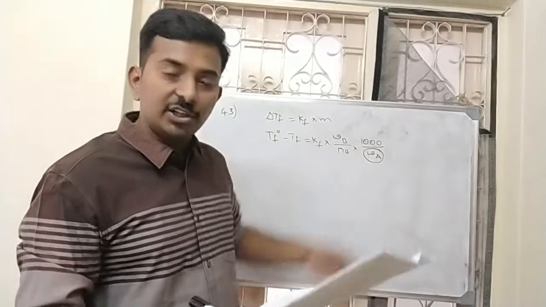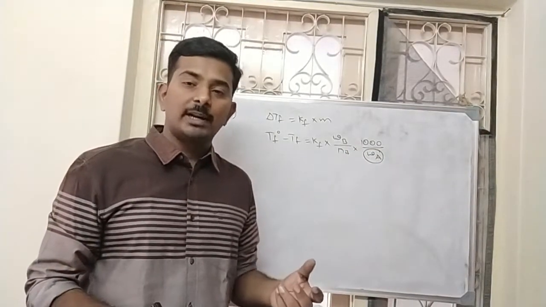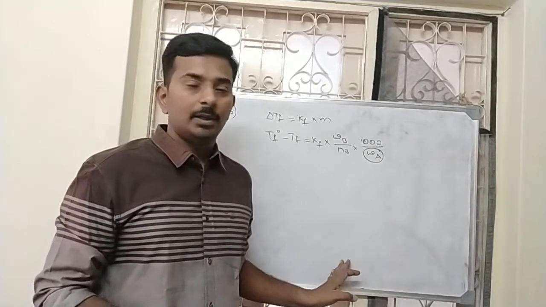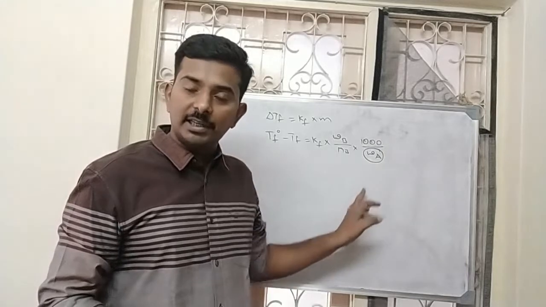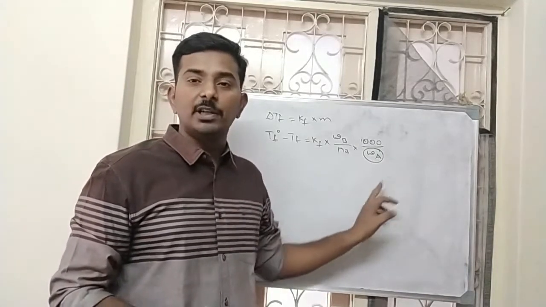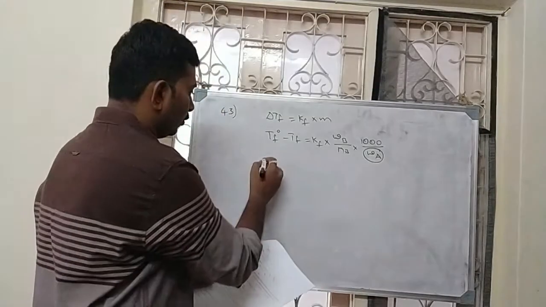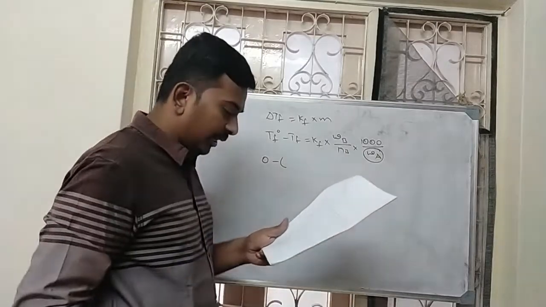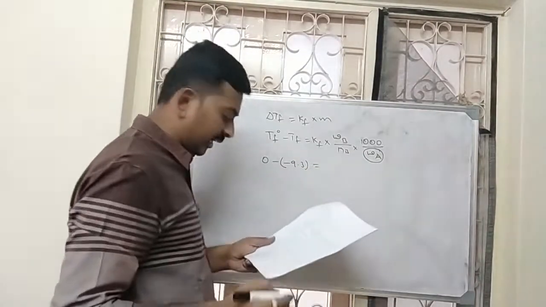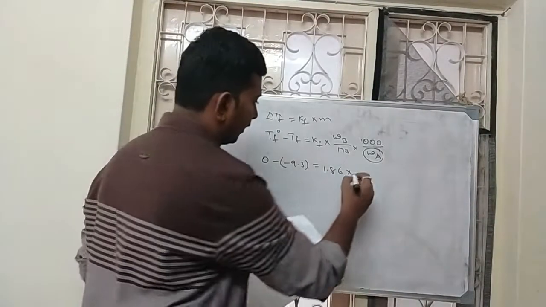Initially, they have given 200 grams of water. So out of the 200 grams of water, we can calculate how much amount of ice will be separated. Whatever the mass of water we get here and whatever the initial mass we have, the difference between the two will give you the amount of ice separated. So Tf naught is 0 minus the freezing point of the solution, minus 9.3, is equal to Kf value, 1.86, into mass of the solute, 50.